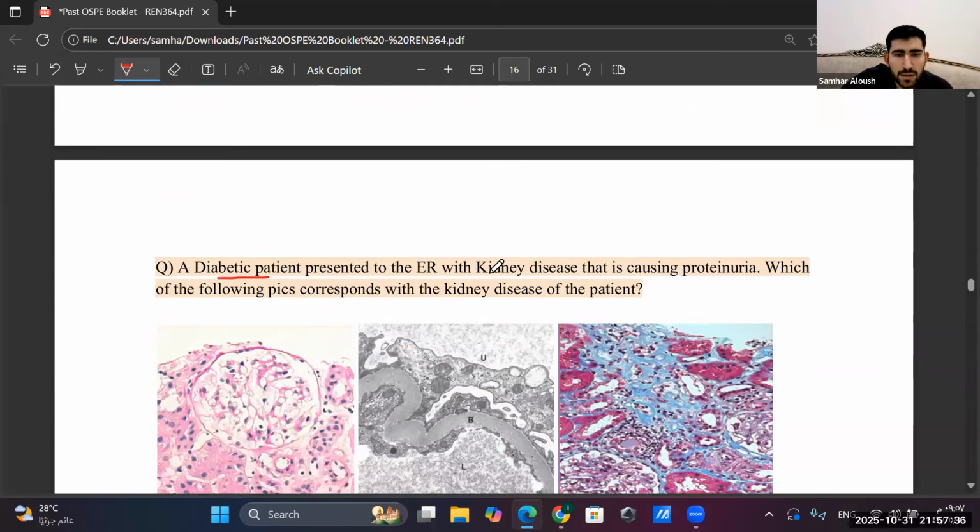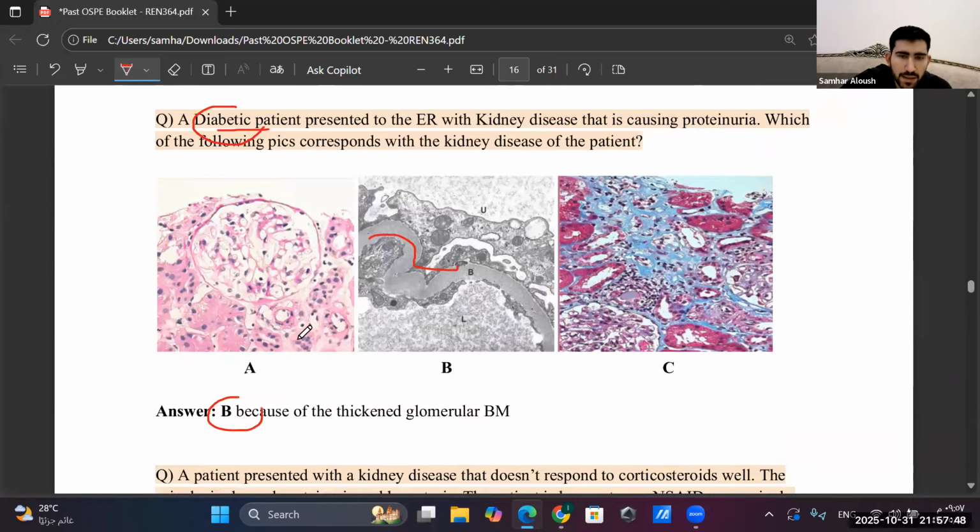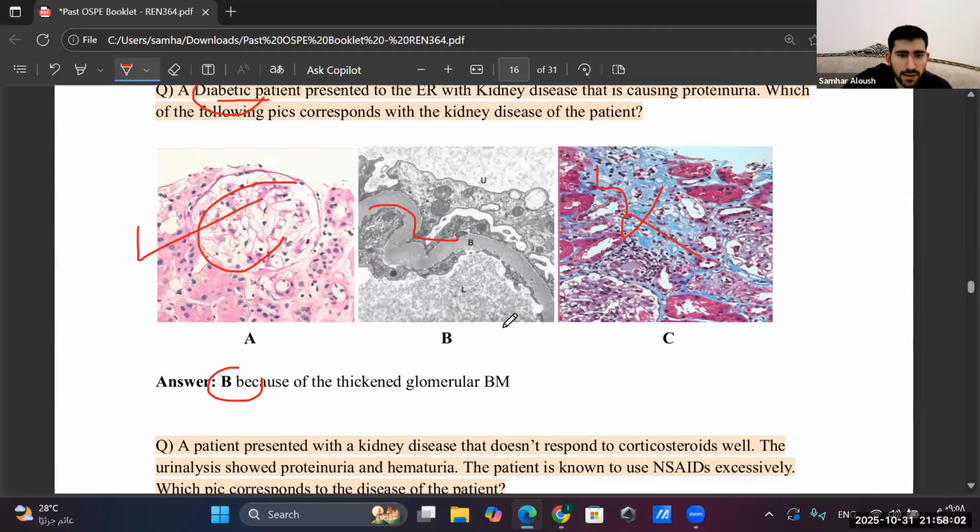Diabetic patients who have a kidney issue. We said diabetes has 2 stages. First stage, membrane thickening. Second stage, Kimmelstiel-Wilson bodies. Here we have membrane thickening, we choose it, and that's it. But what's this? This is normal, so either minimal change disease or normal glomeruli. Here we have blue, and blue is for fibrosis most likely, or even amyloidosis sometimes. So it's not related to diabetes.